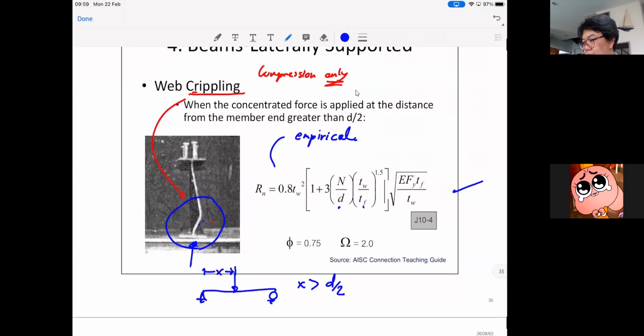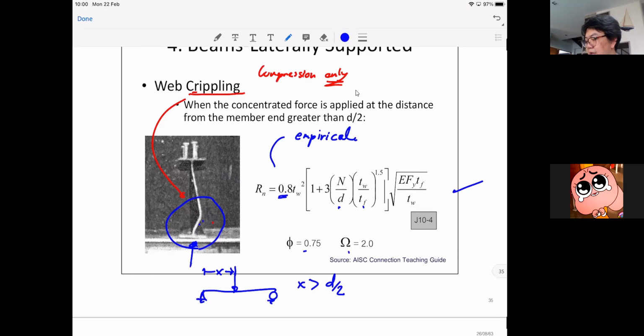Notice that if the load is somewhere in the middle, you get the coefficient 0.8, and then it's t_w squared, N over D ratio. N is, of course, as we already talked about, the width over which the load is applied, and the rest is just typical. Notice that this web crippling is a very critical failure, so we have a reduction factor of 0.75 and a factor of safety equal to 2.